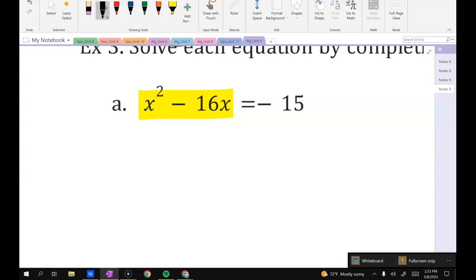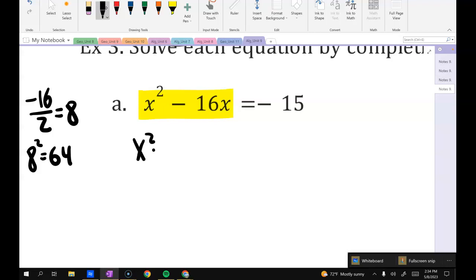We would split 16 in half, so negative 16 divided by 2 is 8. And then we have to square 8. So you get 64. So on our left-hand side, completing the square would give us x squared minus 16x. Then we have a new c term. This is plus 64. We rewrite what we still have, equal to negative 15.